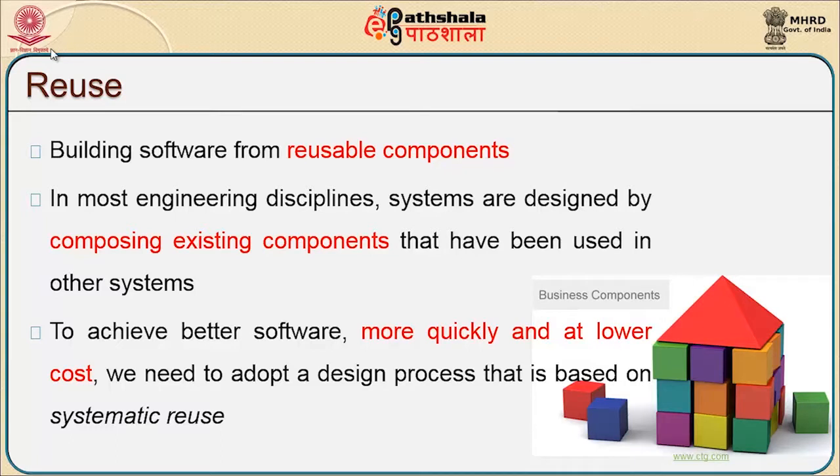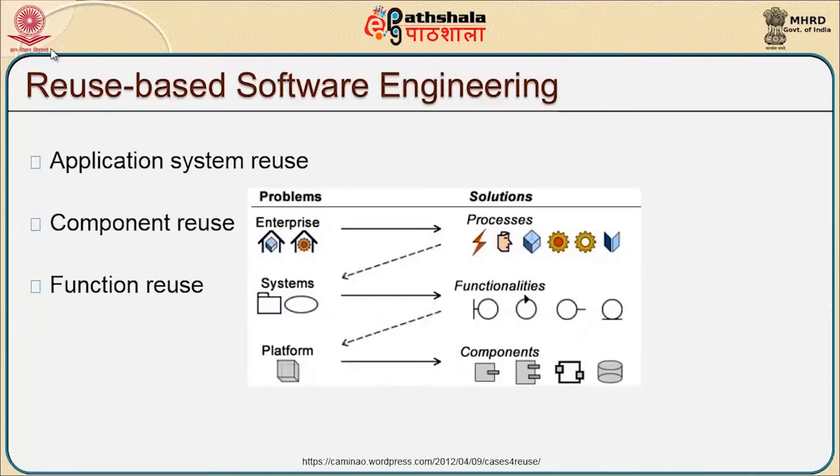To achieve better software more quickly and at lower cost, we need to adopt a design process that is based on systematic reuse. We have another field which is called reuse based software engineering, where we can have application system reuse, component reuse and function reuse.